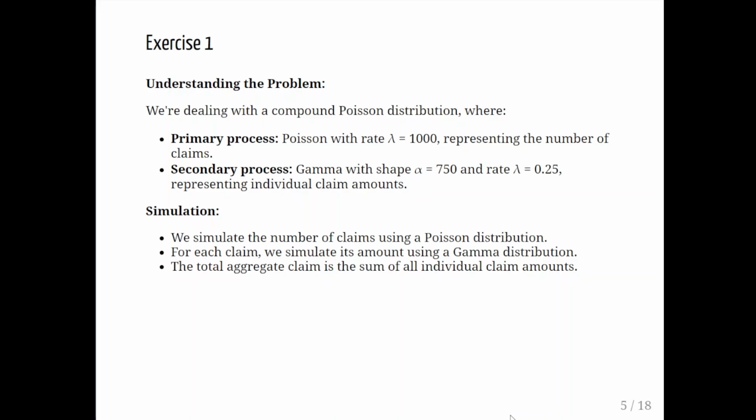So simulate the problem. We're dealing with a compound Poisson distribution where the primary process is a Poisson with a rate parameter lambda equals 1000, representing the number of claims. The secondary process, the gamma distribution, has shape alpha equals 750 and a rate parameter equals 0.25. This represents individual claim amounts. So we simulate the number of claims using a Poisson distribution, and for each claim we simulate its amount using a gamma distribution. The total aggregate amount is the sum of all individual claim amounts. That's essentially the game plan here.